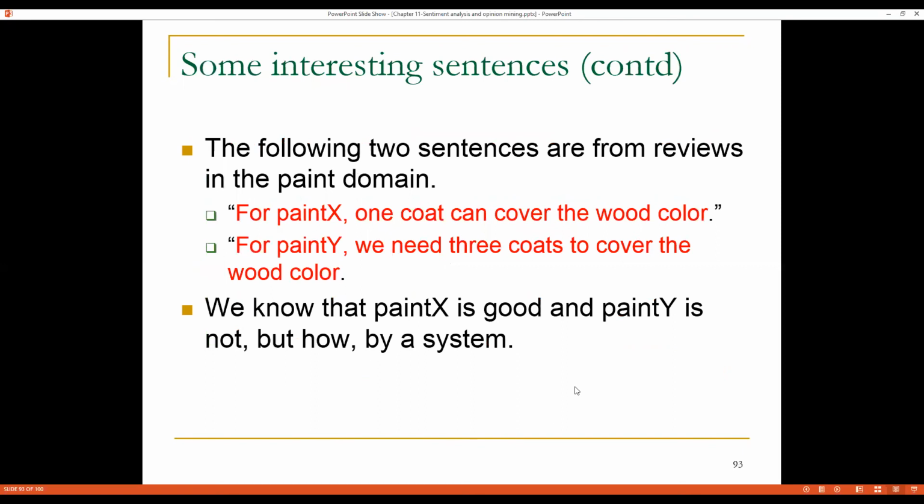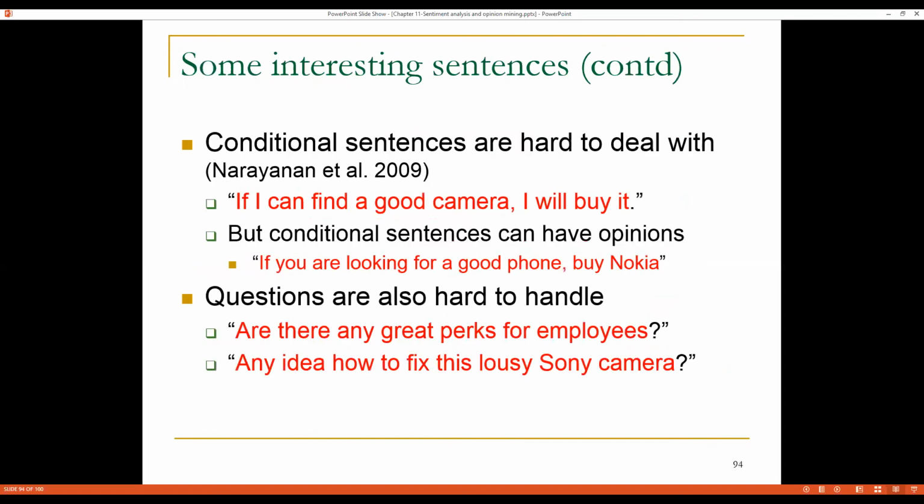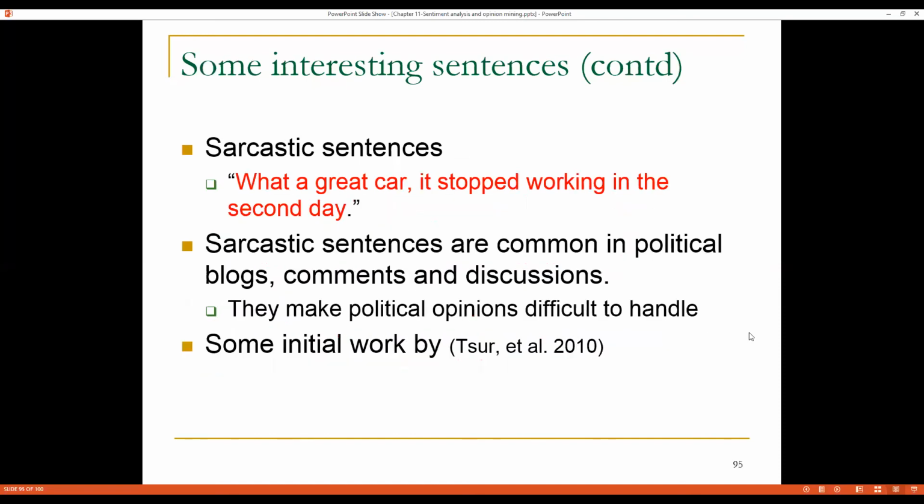The following two sentences are from reviews in the paint domain. For paint X, one coat can cover the wood color. For paint Y, we need 3 coats to cover the wood color. We know that paint X is good and paint Y is not, but how? By a system. Conditional sentences are hard to deal with. Questions are also hard to handle. There are also sarcastic sentences you have to deal with. Sarcastic sentences are common in political blogs, comments, and discussions.